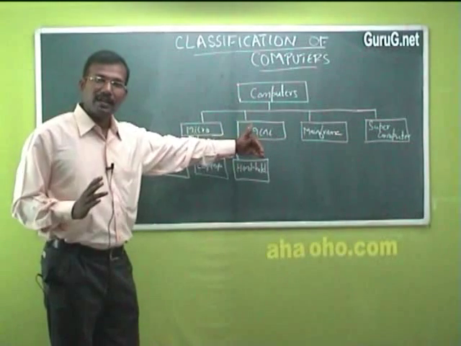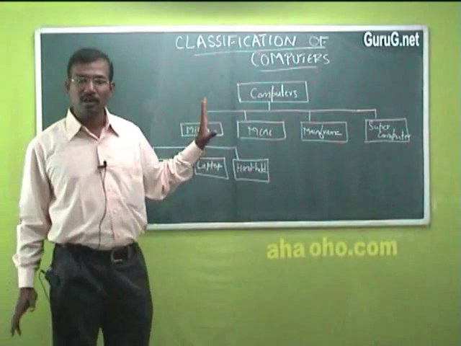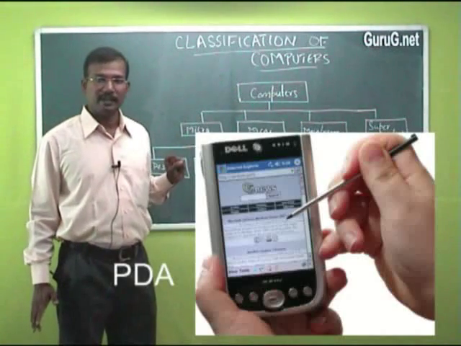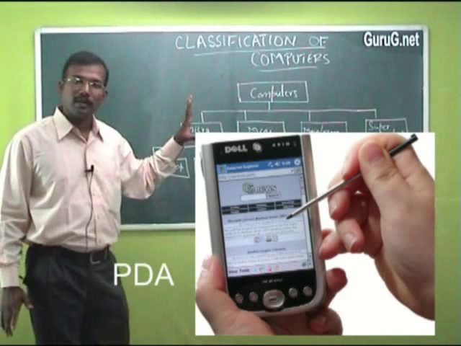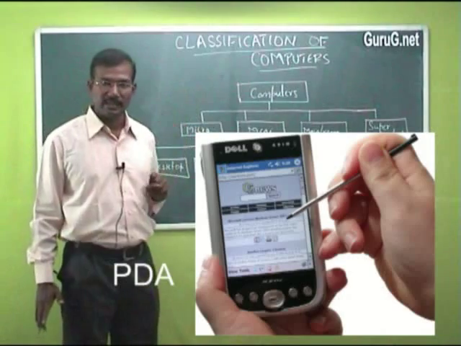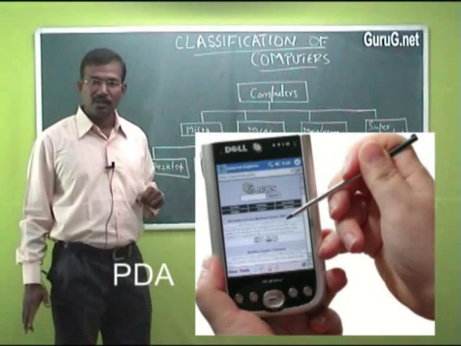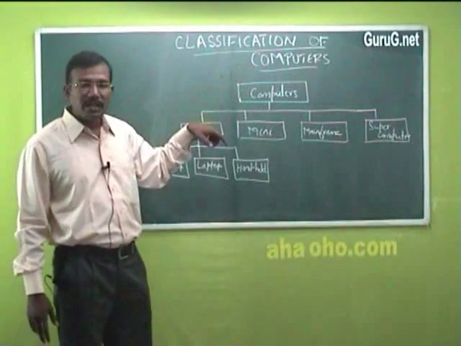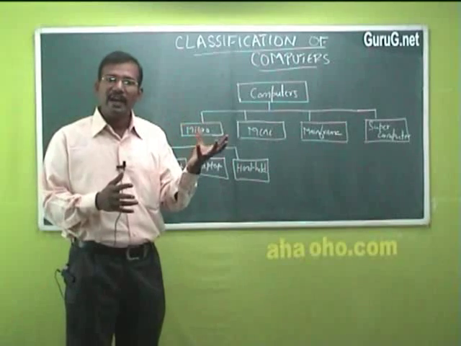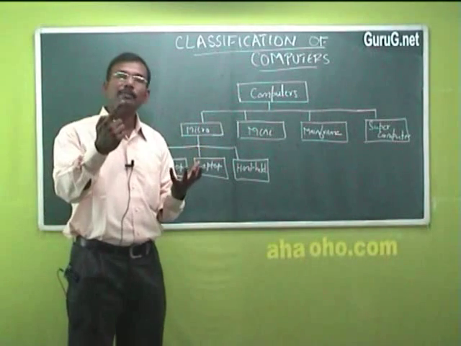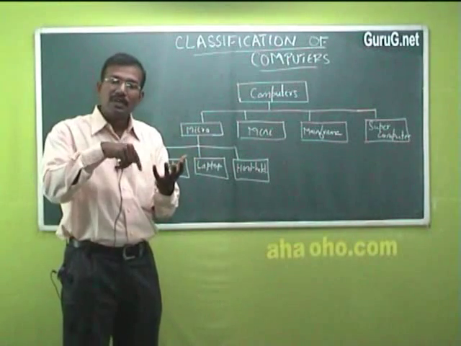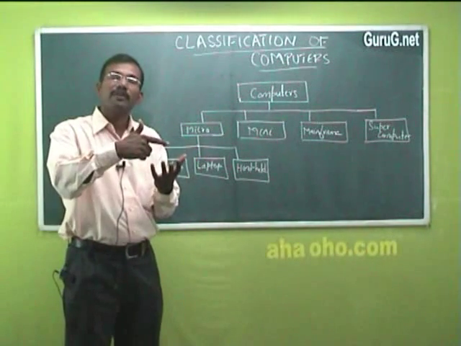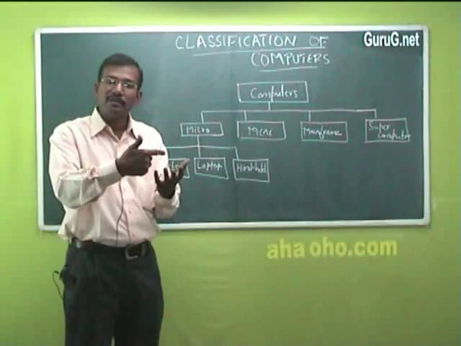And next one is handheld. This is the picture of handheld computers. This is also called personal digital assistants, that is PDAs. You can see this PDA will be very handy. You can carry it in your hand, and it has a pen-like thing which we call a stylus, which is used to communicate with the device.